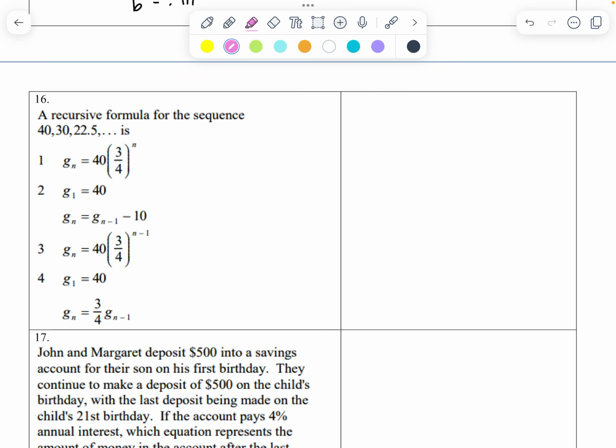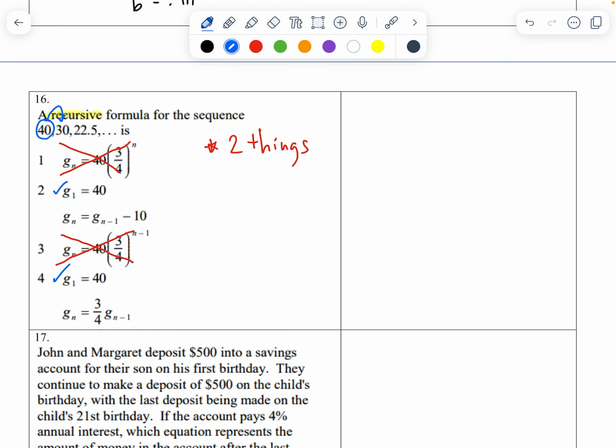Alrighty. A recursive formula you have to remember. So this is not on your formula sheet. Okay? And a recursive formula is 2 things. Thing 1 and thing 2. So if you look at choice 1, it only has one thing, so that's out. And if you look at choice 3, it only has one thing, so that's out. So what do I mean by one thing? Well, you need your first term. Okay? So this is your first term, this is your first term.